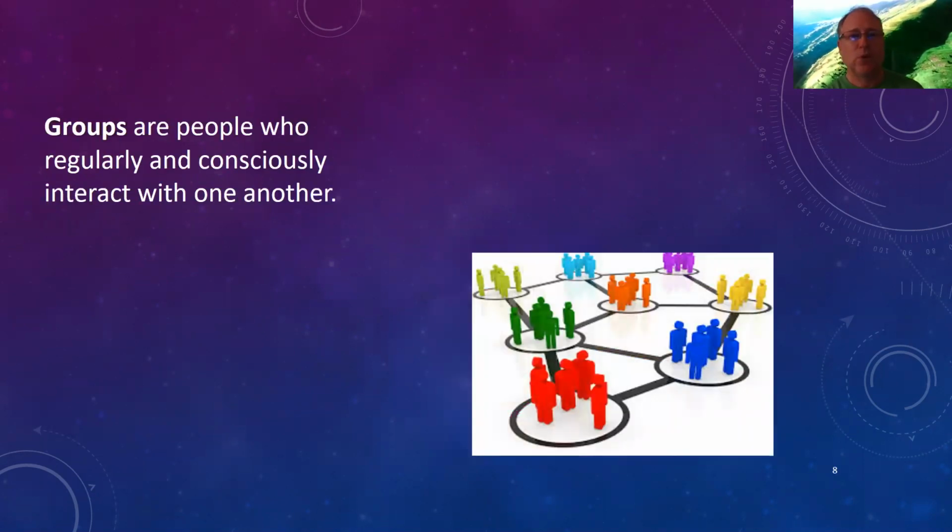Groups are people who regularly and consciously interact with one another. Ordinarily, the members of a group share similar values, norms, and expectations. Examples include family, friends, clubs, and work groups. To belong to a group is to yield to others the right to make certain decisions about our behavior.